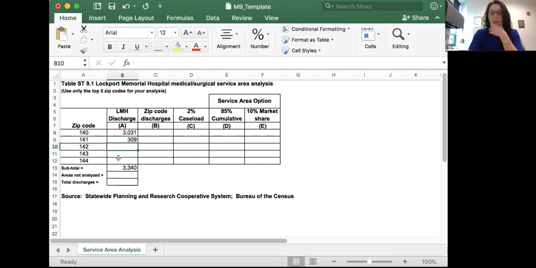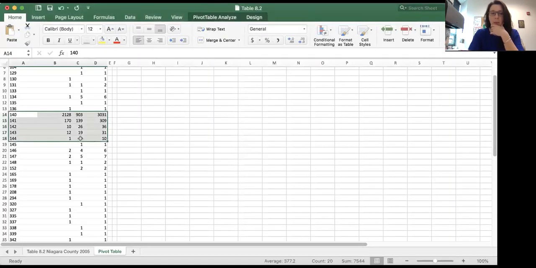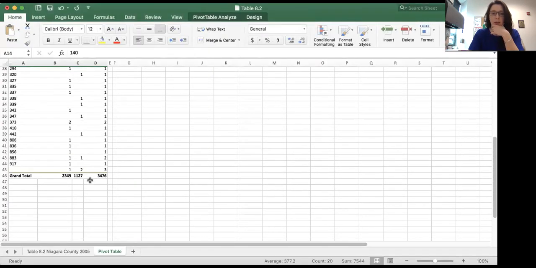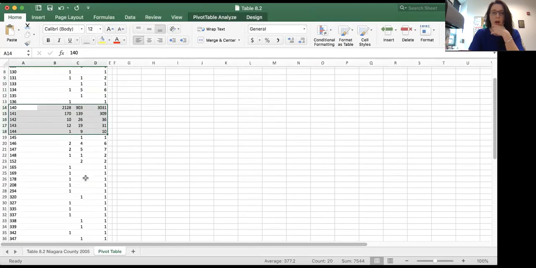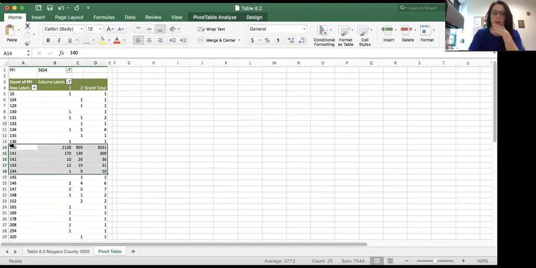Now I'm going to hop back to our other spreadsheet for Niagara County. And now when we're looking at this, the other piece that we want to include is all of the discharges that happened within Niagara County that didn't come from these. So those are going to be our other service areas that we're not going to analyze, but we still want to capture how many discharges came from those other zip codes.